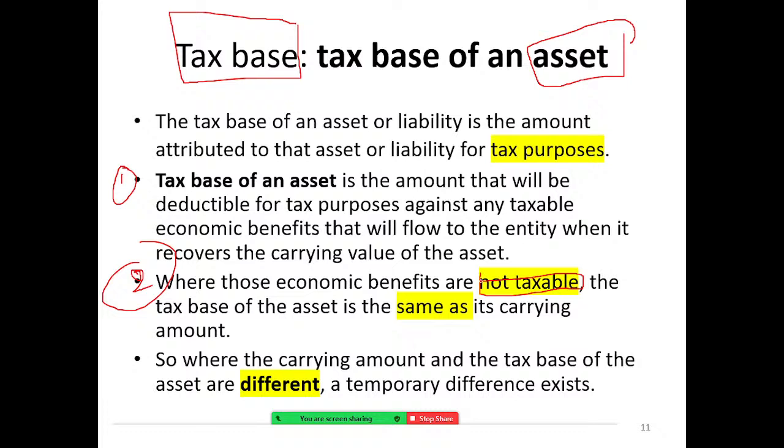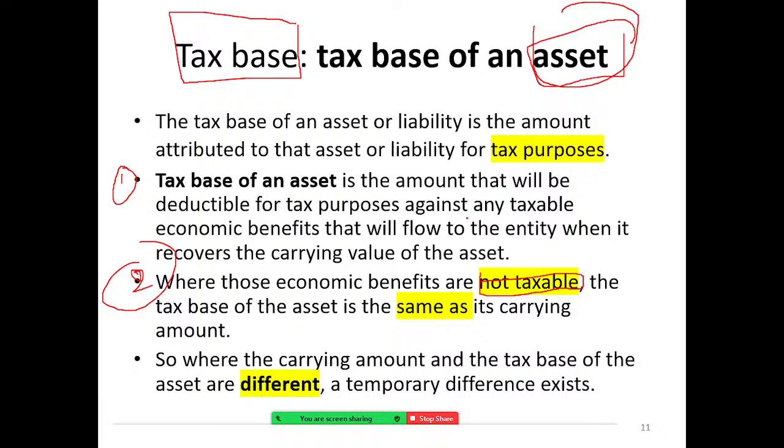There are two conditions under the assets. First, the tax base of an asset is the amount that will be deductible for tax purposes against any taxable economic benefits that will flow to the entity when it recovers the carrying amount. That's the normal formula. Second, when those economic benefits are not taxable, the tax base of an asset is the same as its carrying amount. So where the carrying amount and tax base of the asset are different, a temporary difference exists.